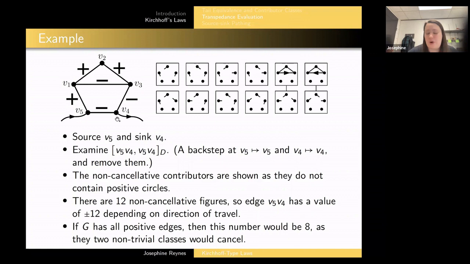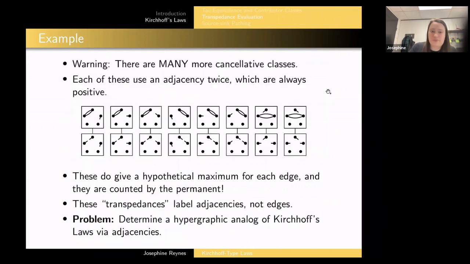And if you took the appropriate determinant value, you would get plus or minus 12 for this edge, depending on the direction of travel. If you were in a graph, and every edge were positive, so these three edges would also be positive, these two Boolean lattices at the end would cancel, and so the transpedance value in this graph, if all edges were positive, would be 8, because the only figures that remain would be these original 8. So that's a pretty clear example of how you get different values if you look at a signed graph versus a graph, because I'm no longer having this nice cancellation here.